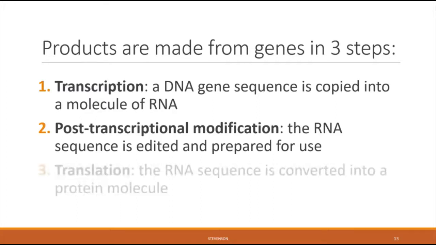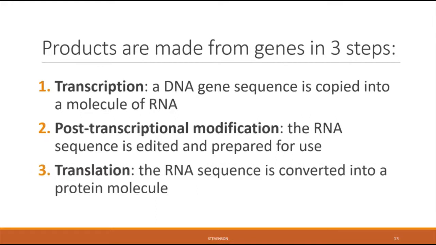a protein. And finally, the third step is called translation, and this is where the edited RNA sequence is actually used as a blueprint for turning into a protein molecule. So we are going to walk through these three steps one by one, and we are going to follow them from the DNA all the way to the end product, which is the protein, and see how this process works. So we'll get started first with transcription.